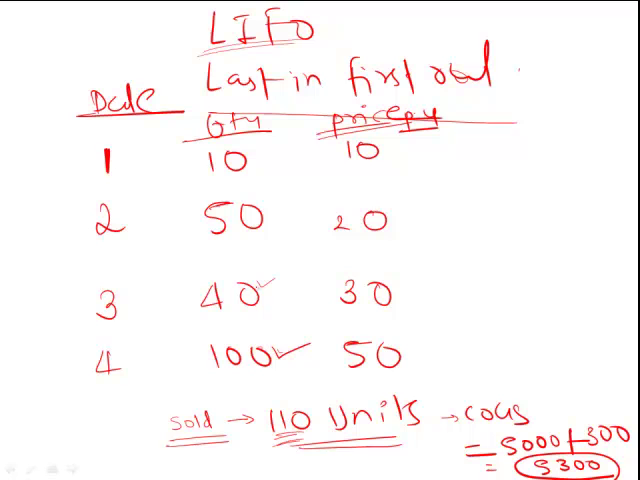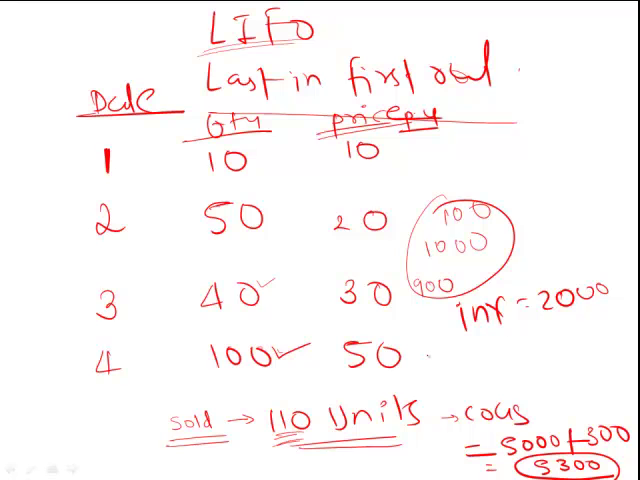Now what would be the value of my closing inventory? So I am left with about 30 units here. So 30 into 30, 900, 50 into 20, 1,000, 10 into 10, 100. The value of inventory which is left with me is 2,000. That means the amount of inventory on your balance sheet and the amount of COGS on your profit and loss account is going to vary depending on whether we are using a LIFO method or a FIFO method. Are we clear with this?